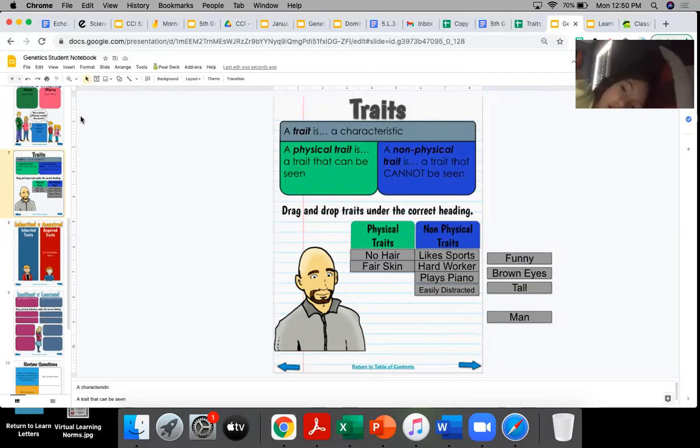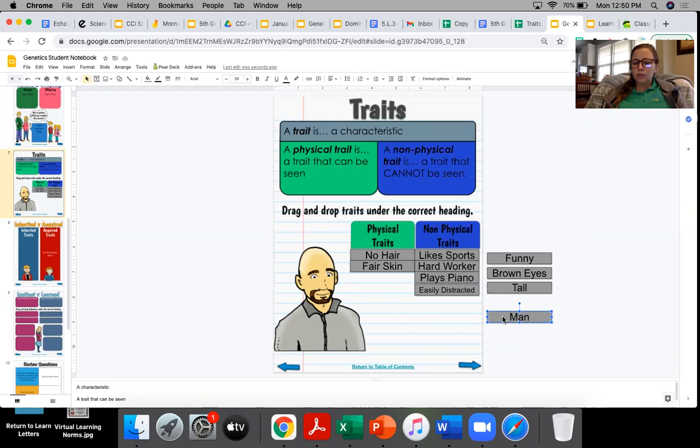I know it sounds like a physical trait, but why would a physical trait and a non-physical trait be the same? I know you can see that he's a man, but I'm confused. So you're confused about whether a man goes under physical or non-physical traits?